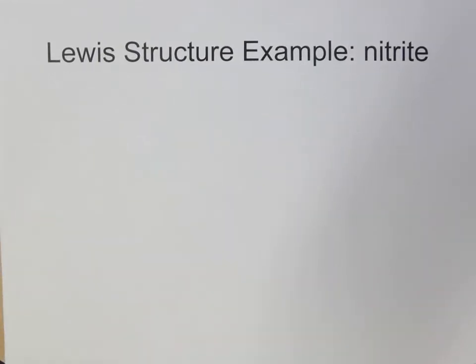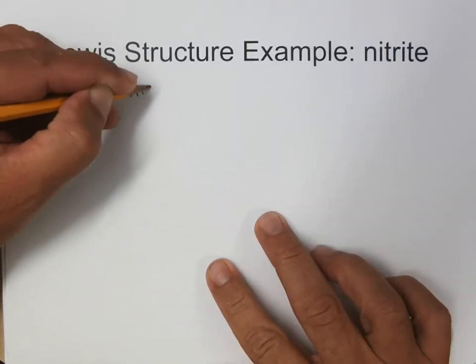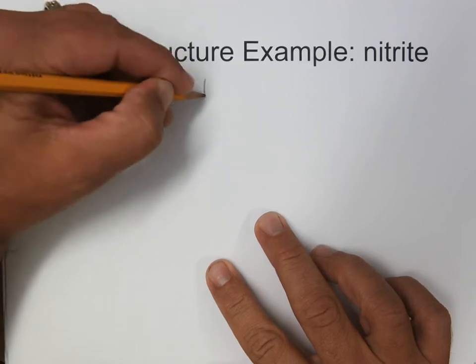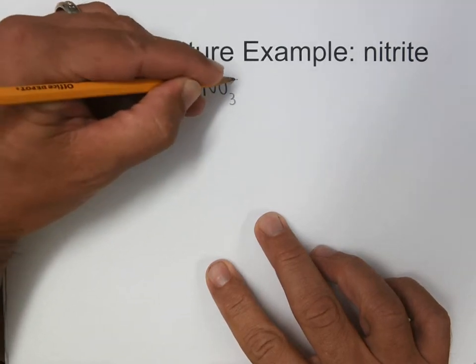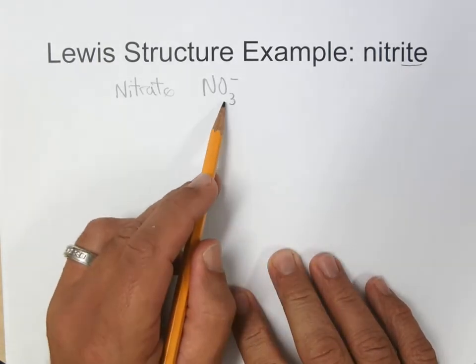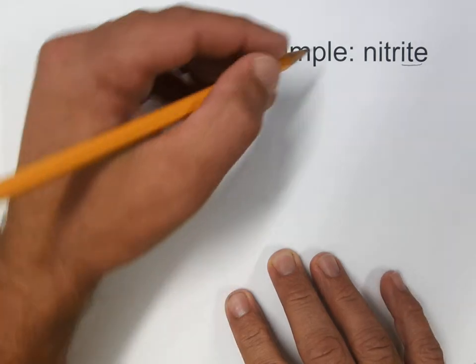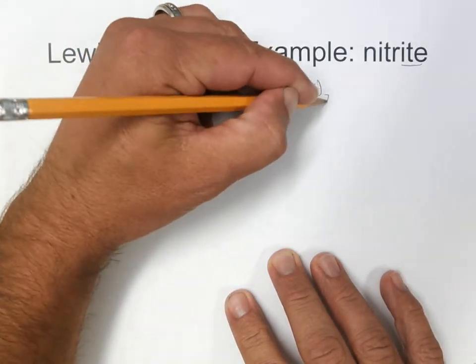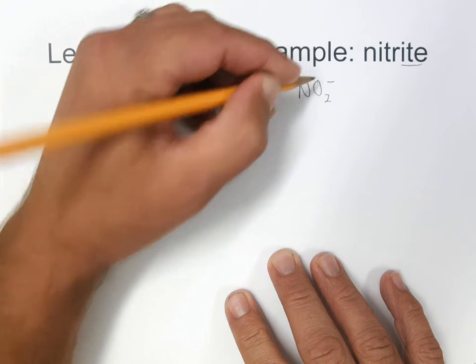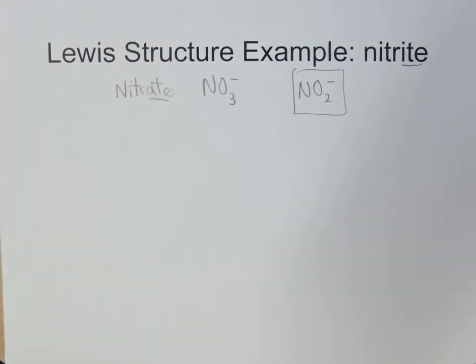A very good example is nitrite, right? Nitrite with an I. Hopefully you know that nitrate is NO3 minus, and the ite in a series always has one fewer oxygen than the ate in the series. So nitrite would be NO2 minus. So that's the formula that we would go with to start the Lewis structure.